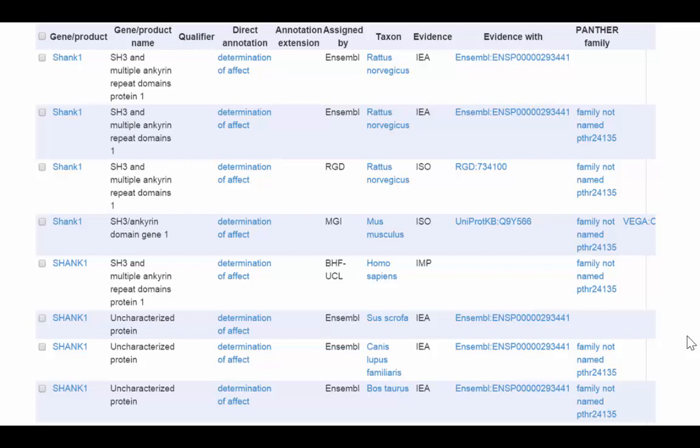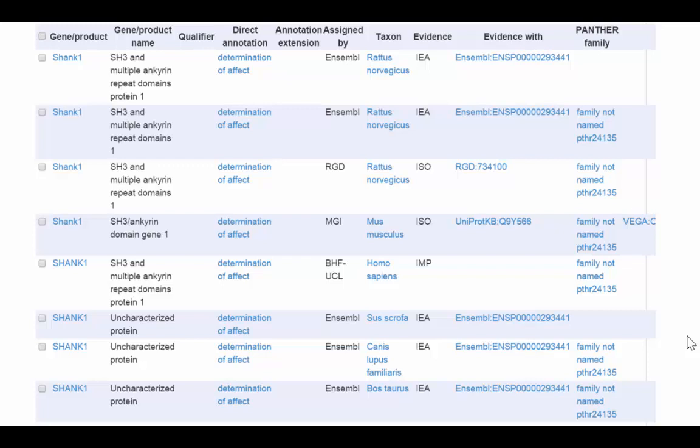In other words, they describe annotations to gene products, SH3 and multiple ankyrin repeat domains protein 1, in the rat, and then various other counterparts in the mouse, in the human, the dog, and I guess the Bos taurus, that's cow. These are very similar proteins, at least the top 6. The ones at the bottom are as yet uncharacterized, but you can go and look at what they do know by going to these links. These are all URLs pointing to web pages.